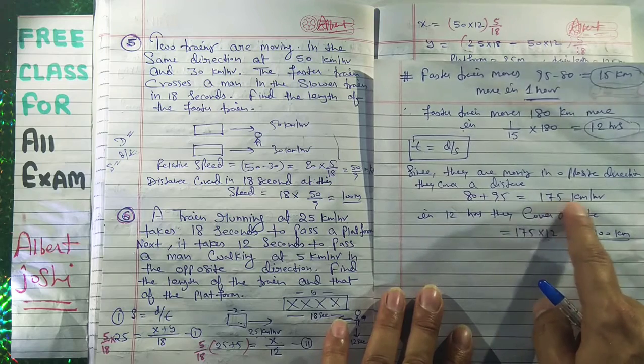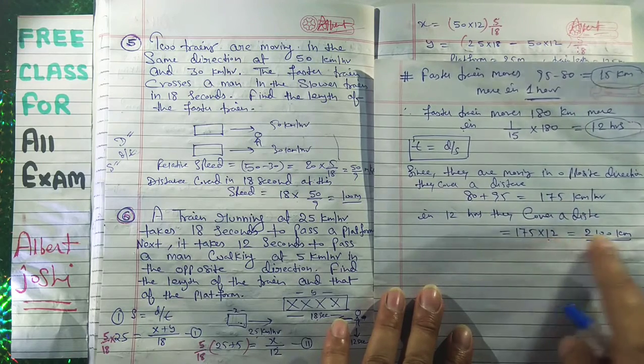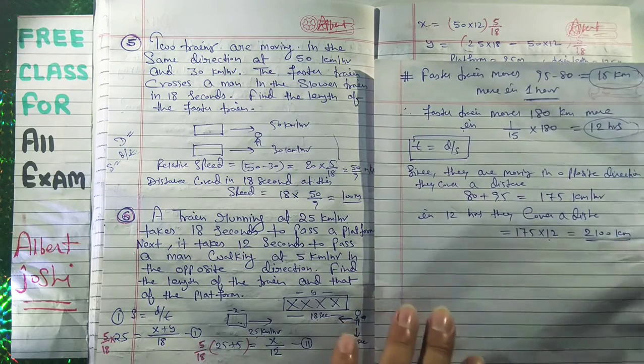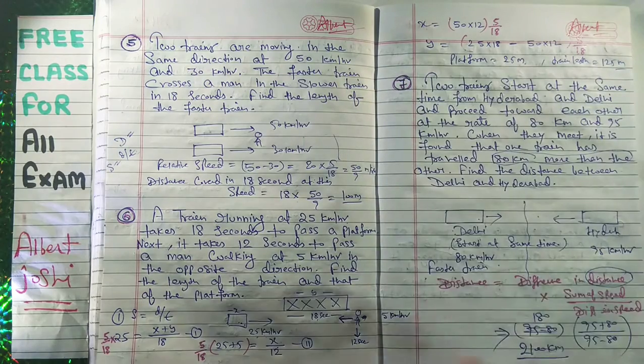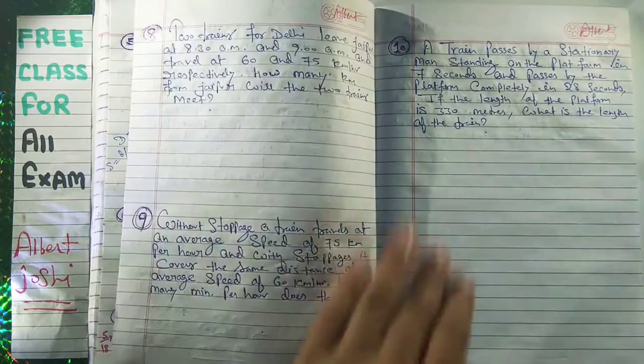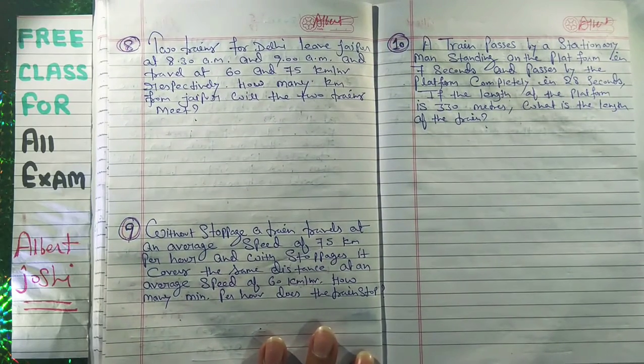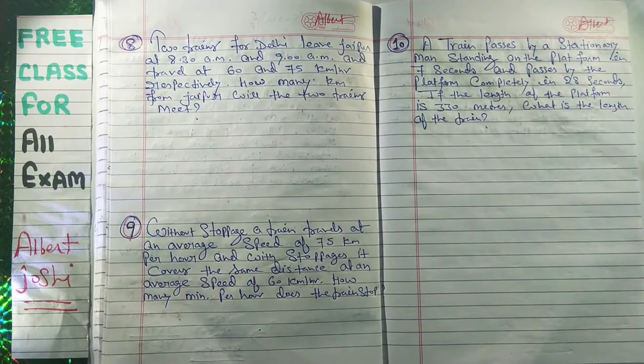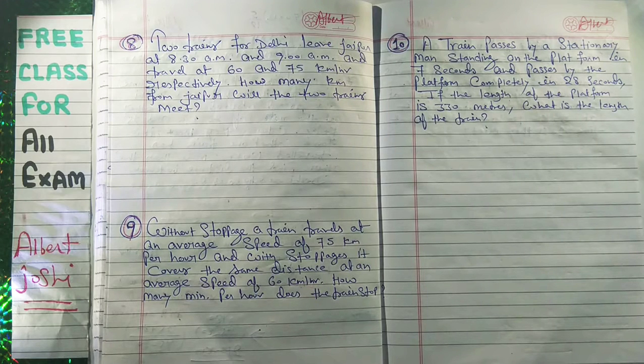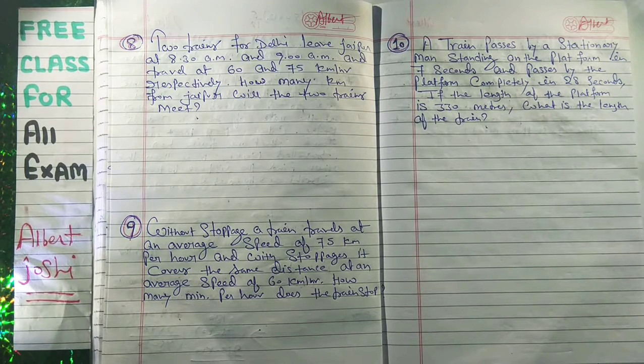That is the total speed into time is equal to total distance. Okay, I think that you understand. So now the next question. So in the next question, what have they given us?